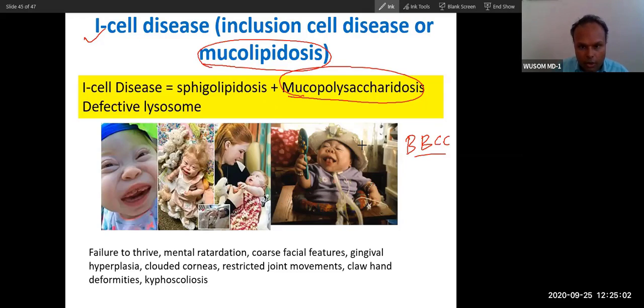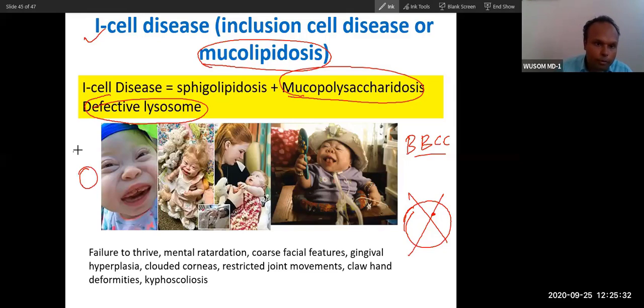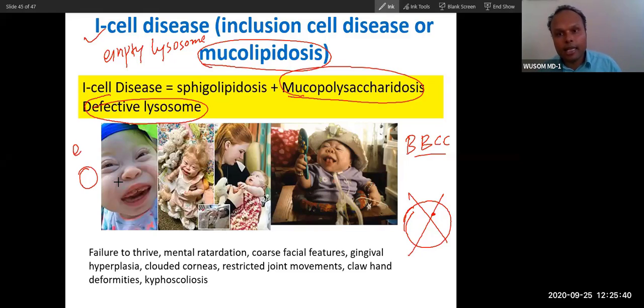So you can see very stunted growth here. Baby will not grow. And this happens because of a defective lysosome. Previously, the disorders we studied were because of deficiency of one enzyme of the lysosome. Here, the whole lysosome is missing. This disorder is because the whole lysosomal enzyme set is missing. This is the disorder of the empty lysosome. So the lysosome does not have any enzyme, and that is why this disorder happens.